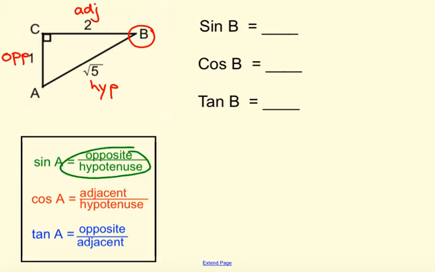So remember, sine is opposite over the hypotenuse. So opposite is 1, hypotenuse is square root of 5. So 1 over the square root of 5.